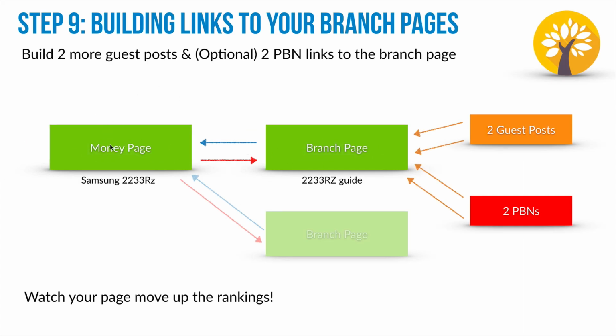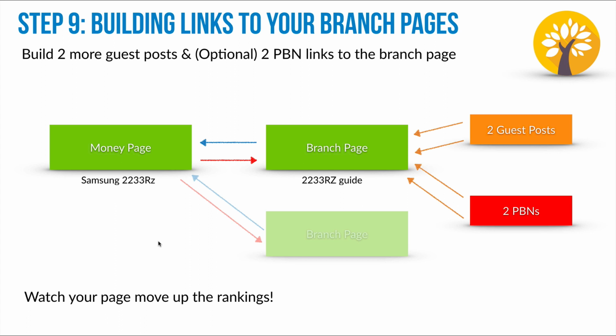Okay, the reason we're doing this is because this branch page is going to help this main money page rank. And what you could do, taking this even further, is you could build 2 new guest posts to this branch page. And if you are using PBNs at your own risk, then you could build 2 PBN links back to this branch page. What this does is it sends a lot of juice back to this branch page, and it sends it back to the money page. And at this point, that's going to help your rankings even further.